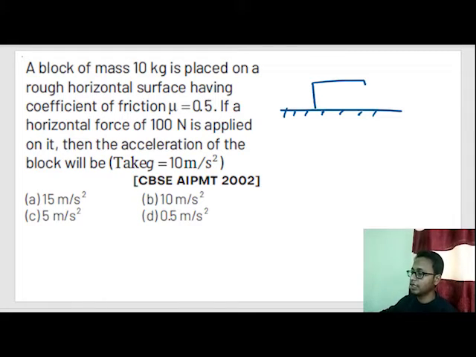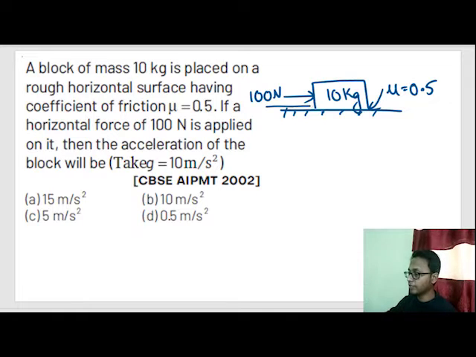A block is placed on the ground. The mass of this block is 10 kg. Okay, coefficient of friction in the surface is given as 0.5. A horizontal force of 100 Newton is applied out here. And what is the acceleration of this block? When the horizontal force is applied, an equal and opposite friction force will start opposing.